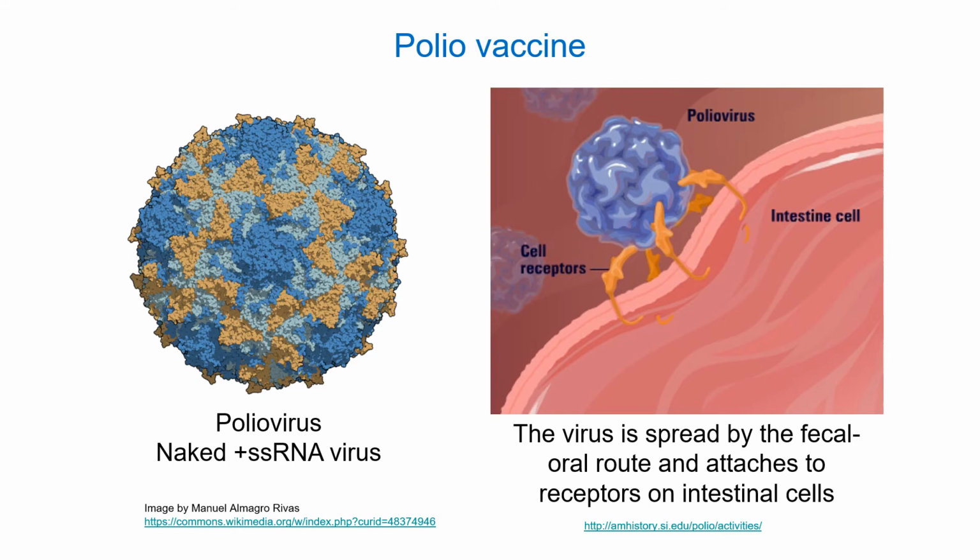It primarily infects the gastrointestinal tract. You can see this here, intestinal cells being infected by the polio virus, and that's where the main receptors are. Sometimes it will infect the central nervous system, and this is where sometimes people get paralyzed. This is where the disease polio can be very, very scary.